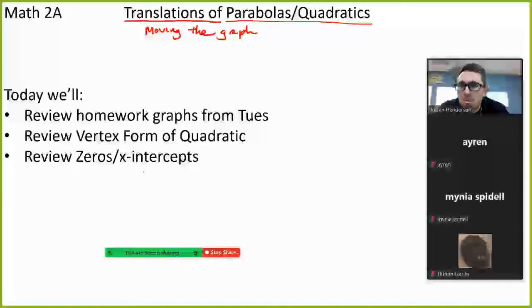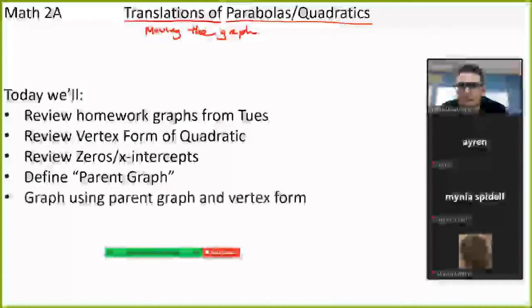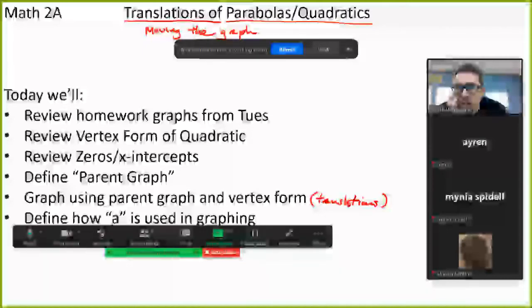So I'll review first, and then if we are able to get to it today, I want to start some new stuff, defining the parent graph using the parent graph and vertex form. I should have maybe just called this translations. Translations. Define how the number A is used in graphing.